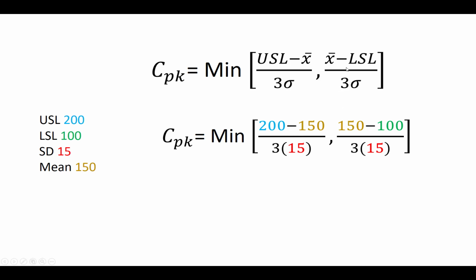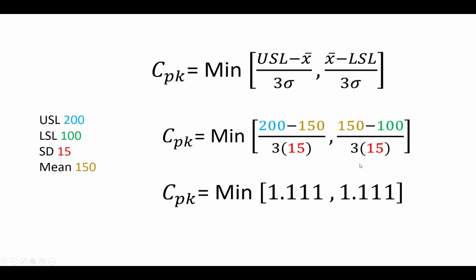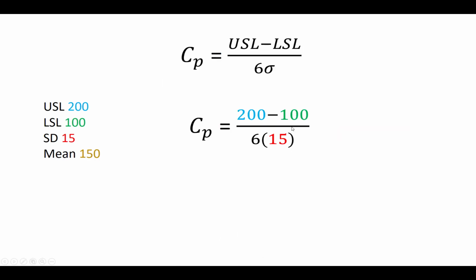And then on this side, we have X bar minus LSL, again, divided by 3 sigmas. And again, we get 50 divided by 45. So both sides of this are 1.11. And that happens because our mean is centered between our upper and lower spec limits. So the correct answer for this one is 1.11. You would take the minimum, or in this case, they're the same. Now let's use these same numbers and calculate CP.